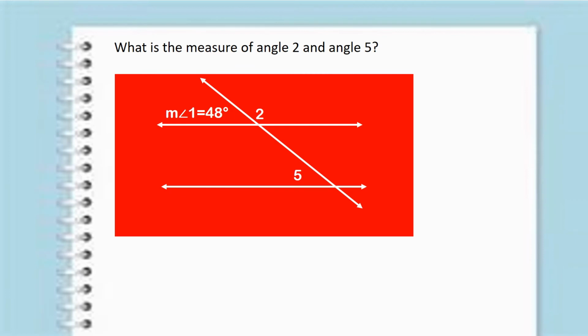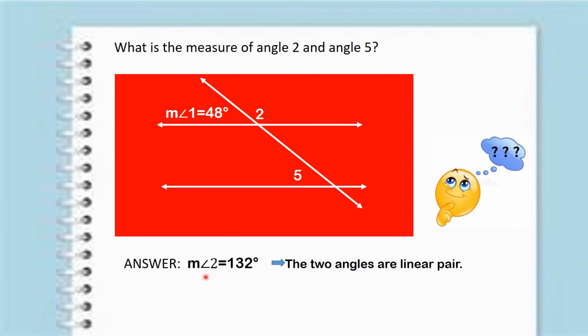Next, what is the measure of angle 2 and angle 5 given in the figure? The measure of angle 1 here is 48 degrees, and this is angle 2 and this is angle 5. We will notice or observe the relationship of angle 1 and 2, what do you think? And notice also the relationship of the given angle 1 and angle 5. So what is your answer?